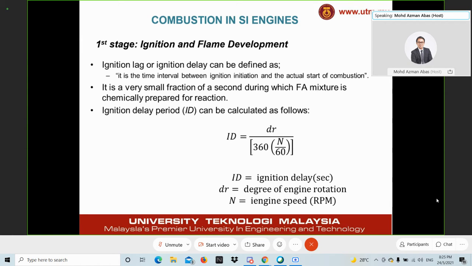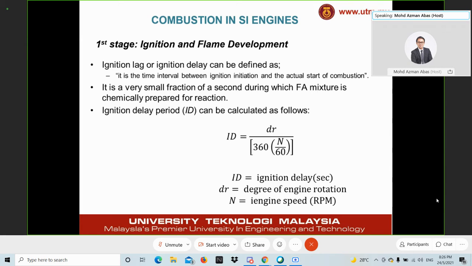So ignition lag, or ignition delay, can be defined as the time interval between the spark starting to trigger and the fuel actually starting to combust. Actual combustion, yes, slightly starts in the first phase, but the true combustion actually lies in the second phase. It is a very small fraction of a second during which the fuel air mixture is chemically prepared for reaction.